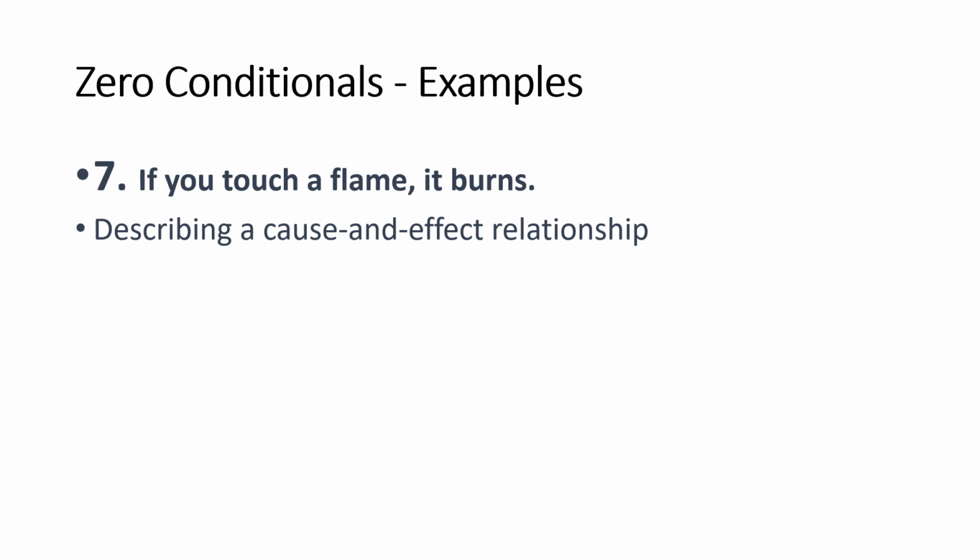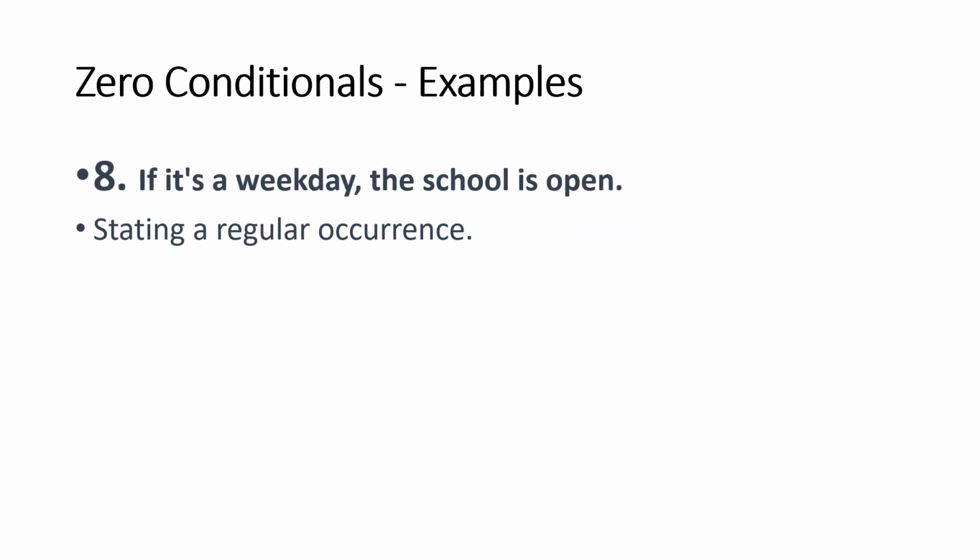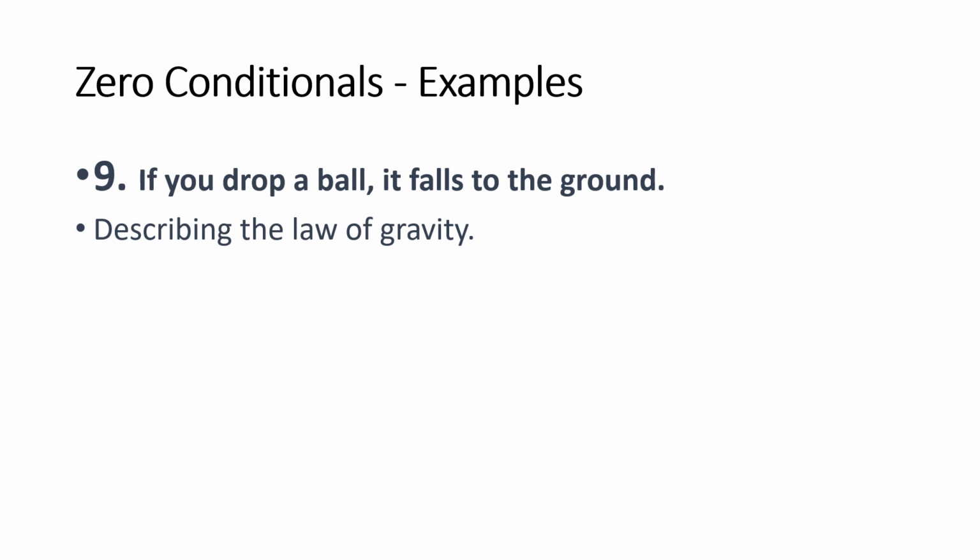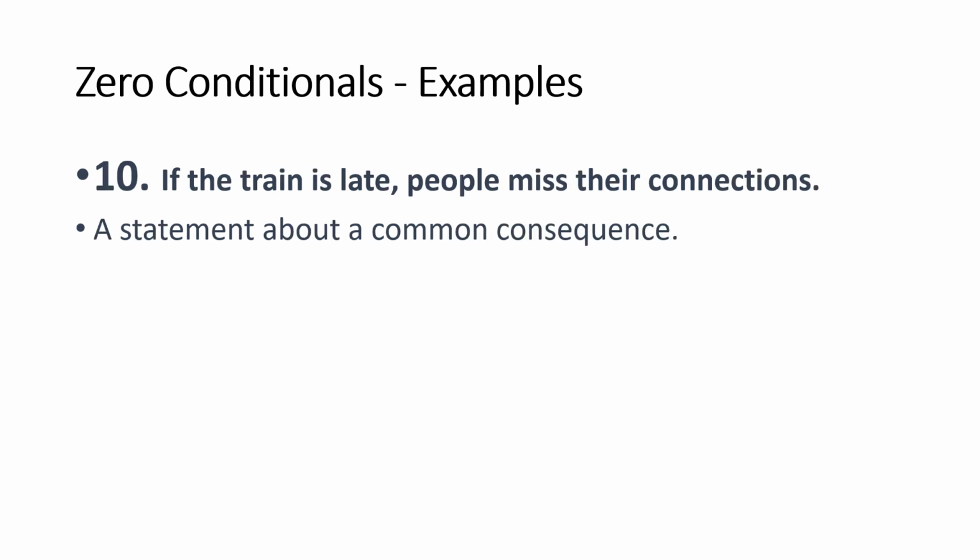It describes a cause and effect relationship and is so true. If it's a weekday, the school is open, stating a regular occurrence. And this is what usually happens. If you drop a ball, it falls to the ground, describing the law of gravity. Another example is, if the train is late, people miss their connections. This is a statement about a common consequence. As you might have noticed, these statements illustrate the use of zero conditionals to express facts, truths, and general realities. Can you think of two sentences using zero conditionals? If you can, write two sentences in the comment section below.